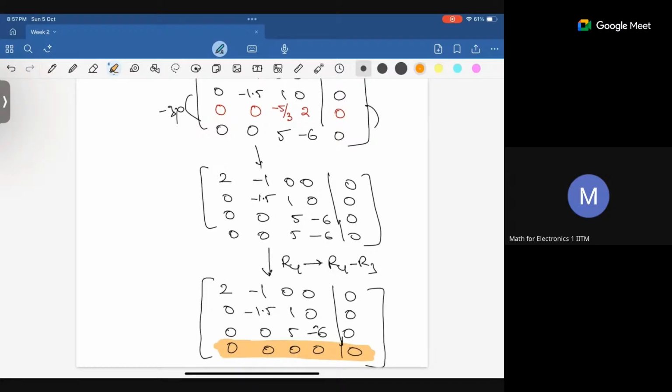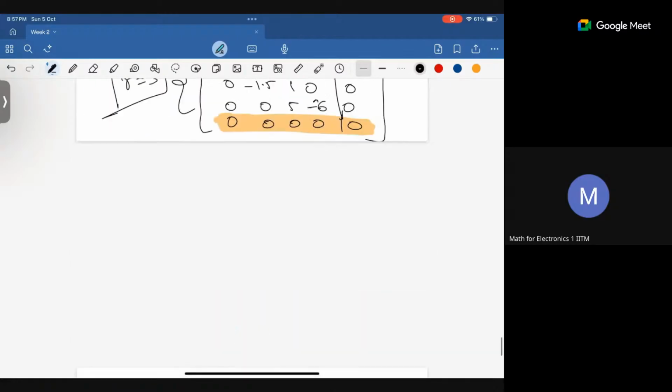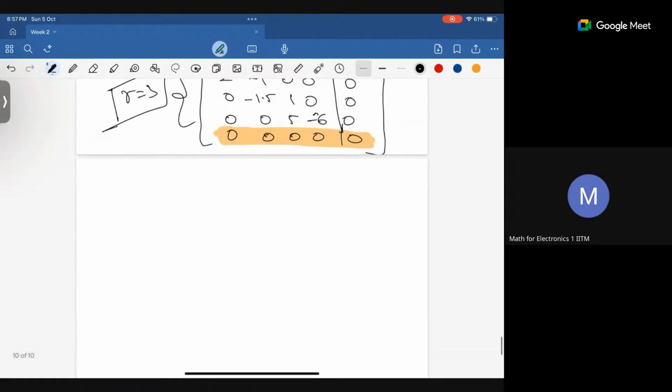Right. So the number of non-zero rows, R, is 3. There are 3 non-zeros, but the variables are 4. Therefore, the system has infinitely many solutions. Right. So the system has infinitely many solutions.